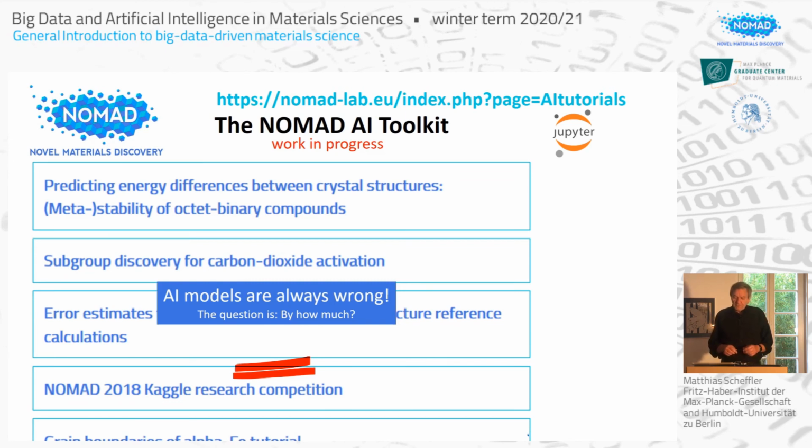This statement, AI models are always wrong, the question is by how much, in fact comes from theory in general. There was a statement which says theory is always wrong, the question is by how much. And because most of you are experimentalists, I should say the statement continues: experimental data are always right, the question is what was measured. And this is another key issue of artificial intelligence.